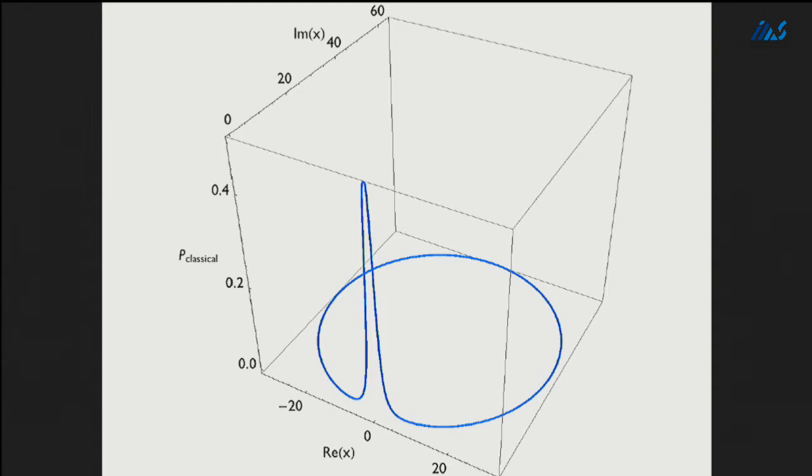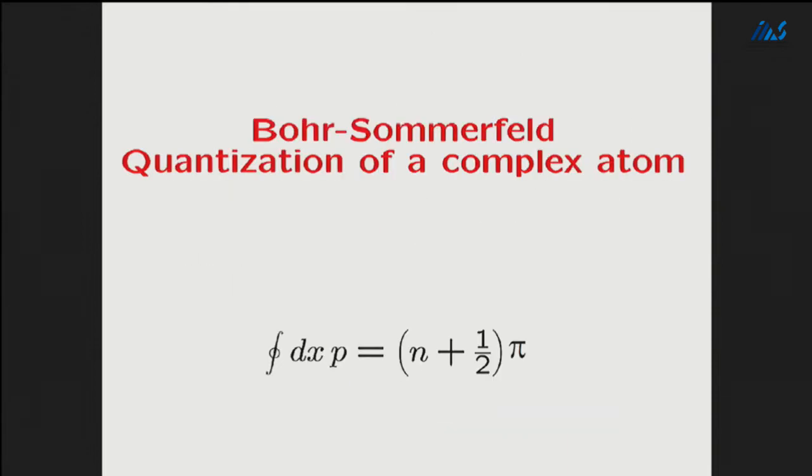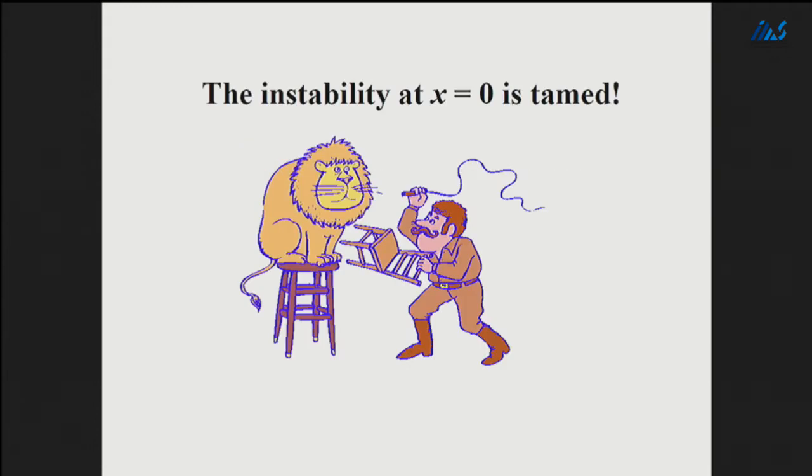So the only difference when you quantize the system, if you use Bohr-Sommerfeld quantization and you do an integral around any one of those loops and you set it equal to n plus a half pi, what you find is the eigenvalues, the energy levels that I showed you at the beginning of the talk. Those are the energy levels. And so the instability at x equals 0 is tamed. This is not an unstable theory. This is a perfectly stable quantum theory, and it has bound states. The particle is localized at the origin.